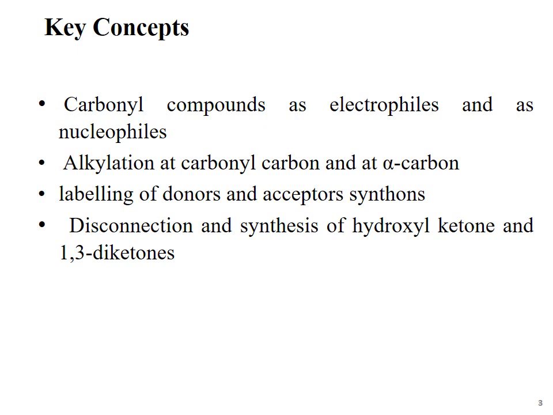So we are discussing carbonyl compounds. Alkylation means introduction of an alkyl group at the carbonyl carbon. And which one is the alpha carbon? The carbon next to the carbonyl carbon is the alpha carbon and the carbon next to the alpha carbon is called beta carbon. So in this lecture we will discuss introduction of an alkyl group either to the carbonyl carbon or to the alpha carbon. After this we will discuss an important concept, that is labeling of donor and acceptor synthons, how the donor and acceptor synthons are labeled.